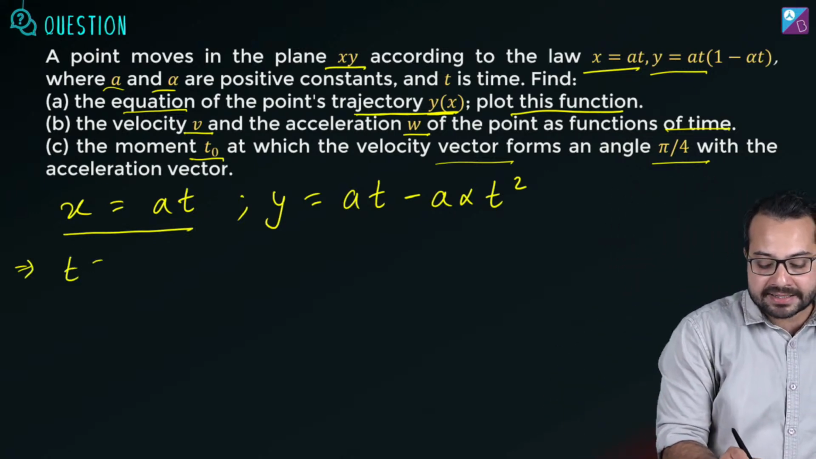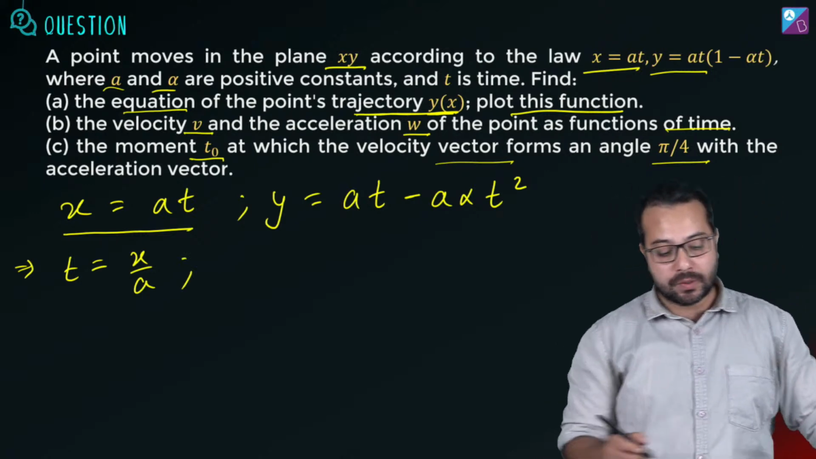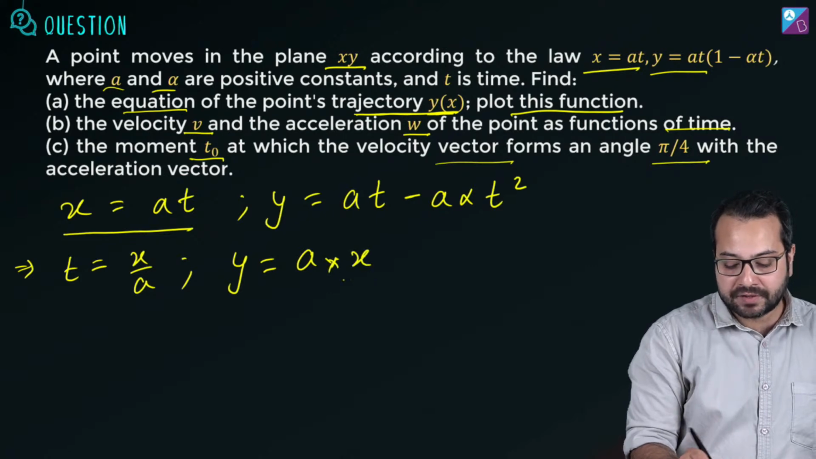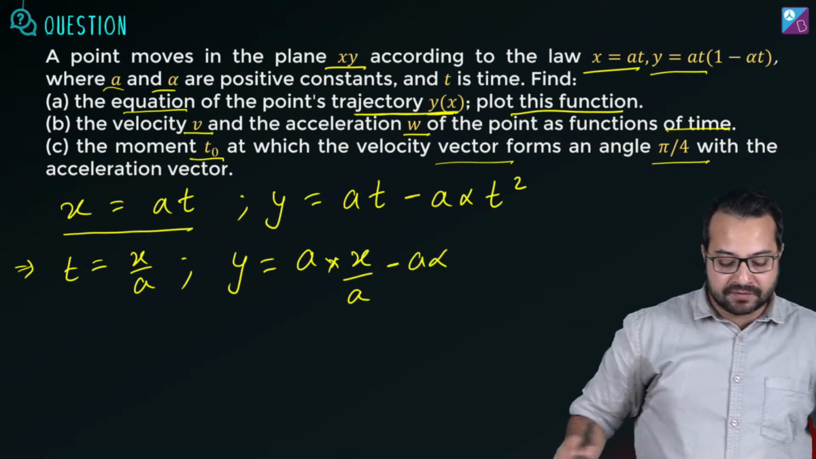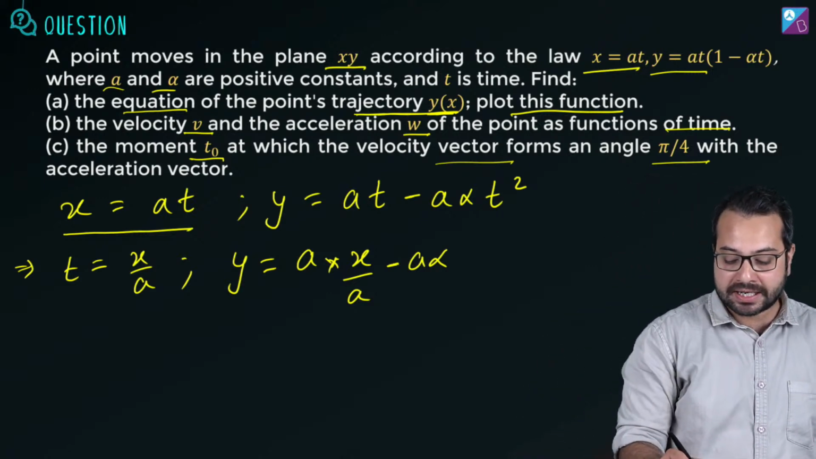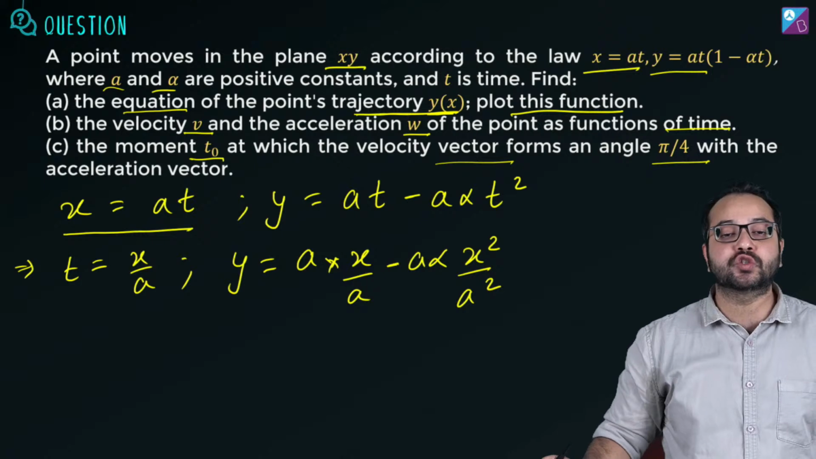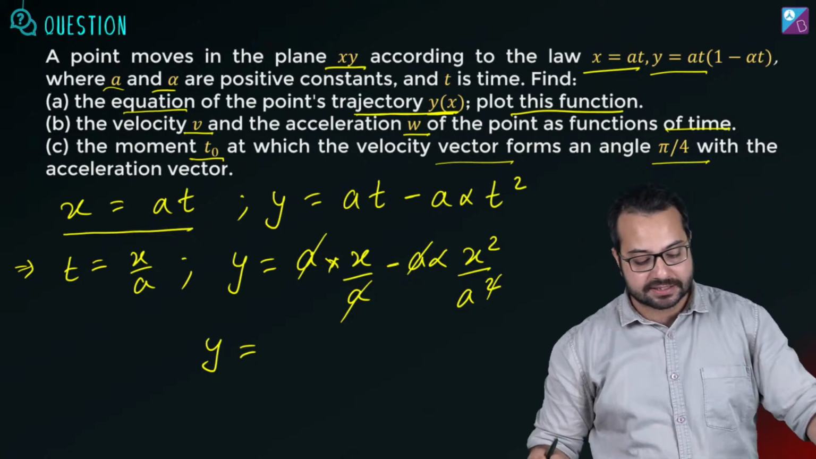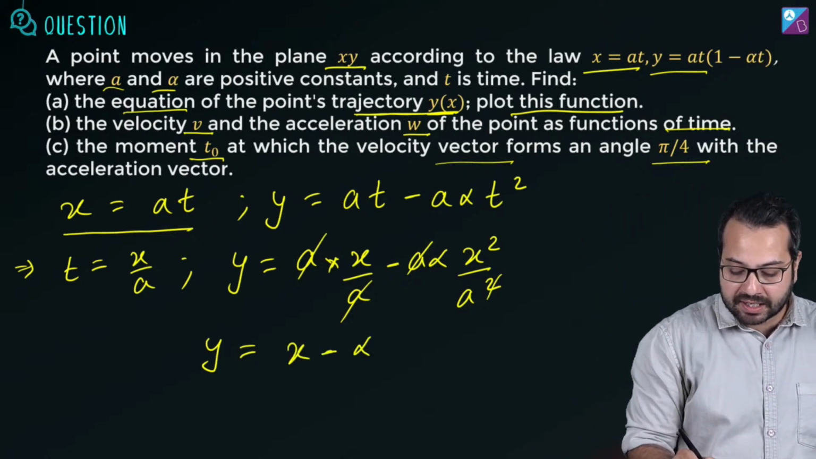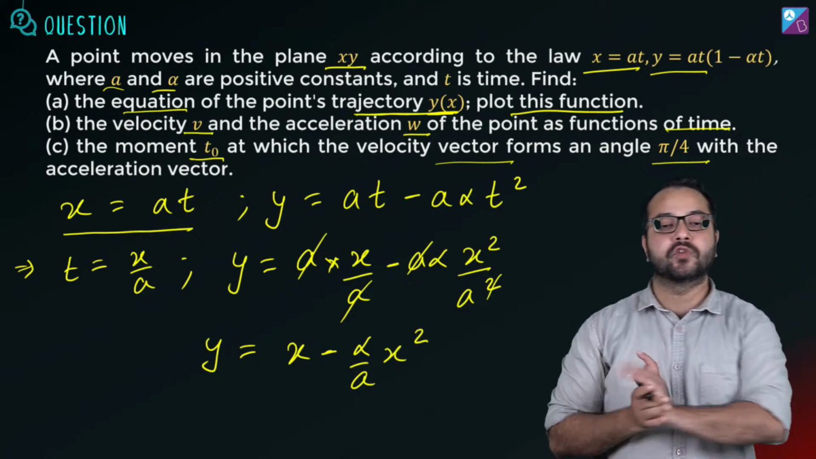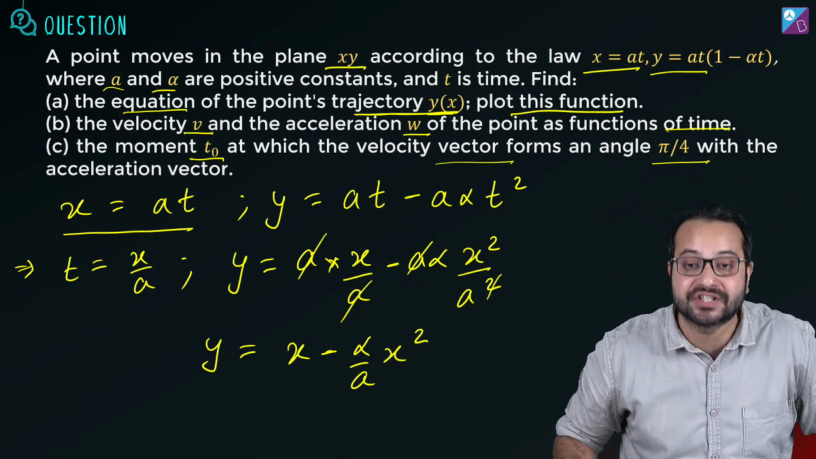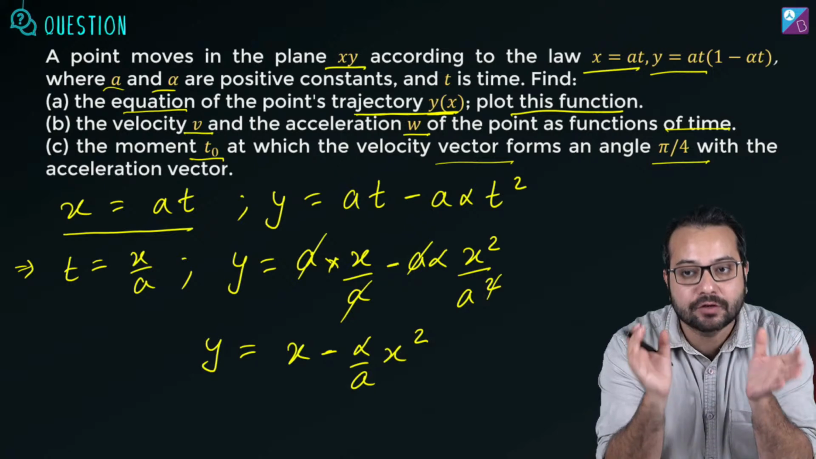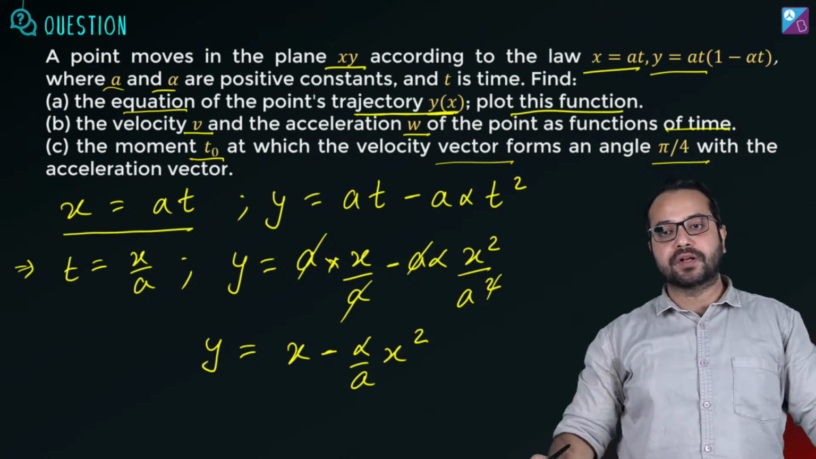So t we can write as x divided by a, and now we can substitute it in y. तो ये क्या हो जाएगा? a multiplied by the value of t, which is x by a, minus aα, and the value of t is x by a. So this is going to become x square by a square. Okay, so this a cancels, ये एक a और ये एक a cancelled. So this becomes x minus α upon a x square. Okay, so this is going to be the equation of trajectory. Now can anyone tell me what is this equation of trajectory? What is this equation? Can you tell me what is this equation?